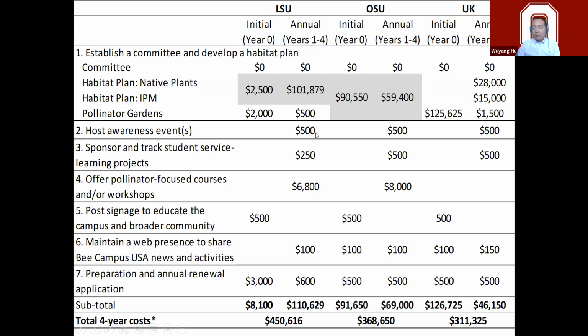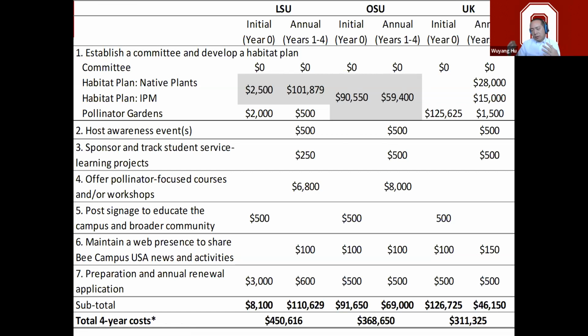We estimated that it's going to be annually about $500 for each campus. Now, here's the important message I need to convey. For each campus, let's say OSU, if you look at OSU, we have the initial cost, for year 1 or year 0, we label year 0 cost. We also have the annual cost, because we need the initial investment and we also need annual maintenance of the program. So that's why we differentiate the initial and annual based on 4 years.